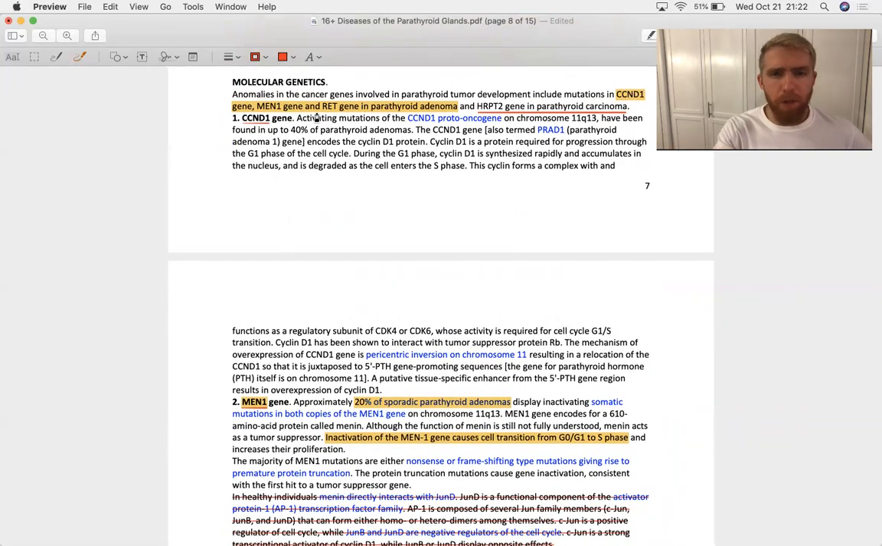So two different genes you could have mutated in an adenoma, and then there's only one gene you see mutated in a carcinoma. So if it's a benign cancer, you can put your money on the CCND1 gene, and that's an oncogene, so there's a gain of function mutation in that gene. It's also called PRAD1, parathyroid adenoma 1 gene, and it is encoding cyclin D1.